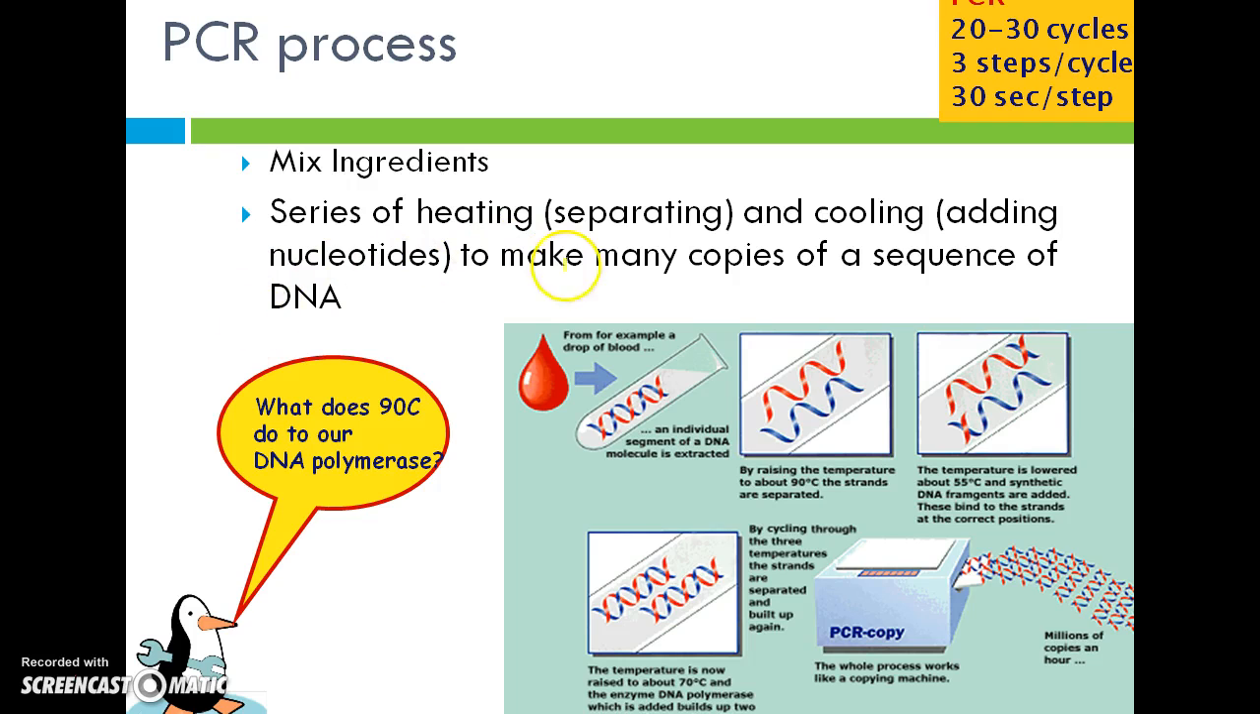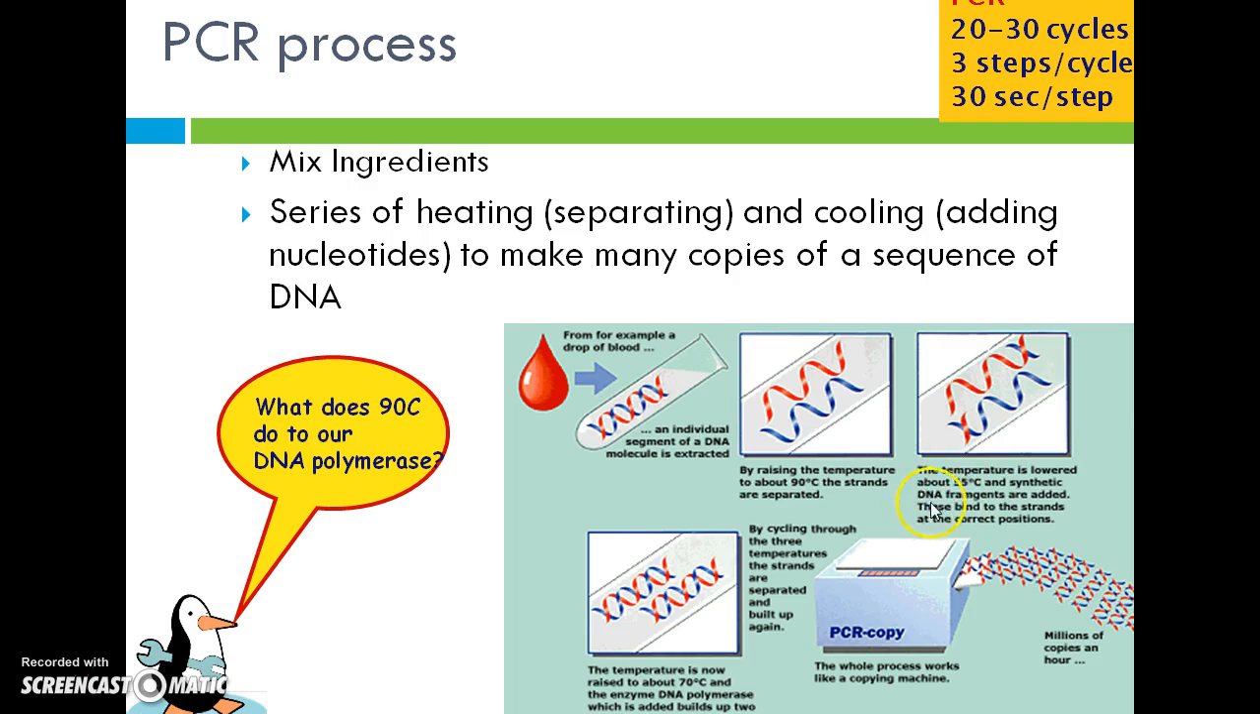So we can see here that we've got our sample of DNA from a drop of blood. So here's our individual DNA sequence. If we raise the temperature to about 90 degrees, the strands separate. It's breaking those hydrogen bonds. So I don't need helicase to break it apart. I can just heat it up.